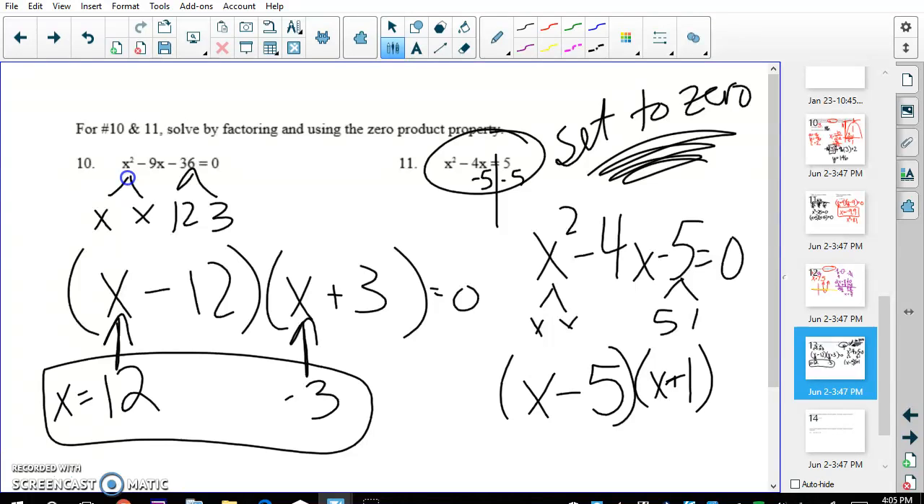If you're like, oh my word, Beaver, you went so fast. Okay, my assumption is we've been doing this for 4 months that you can go a little faster. If you can't, push pause and think about it. All right, so x equals 5, x equals negative 1.